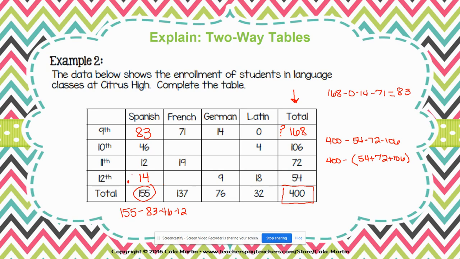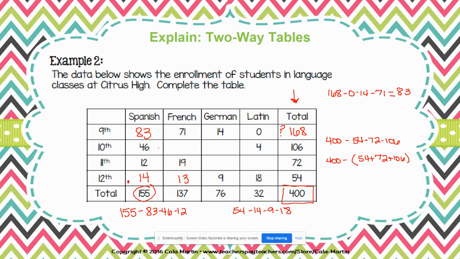Now that I know this, I'm going to look and see if that helped me out anywhere. And it does. I can figure out now what's left here. I know that there are 54 total 12th graders. And I can figure out what goes here by doing 54 minus 14 minus 9 minus 18. When I solve that, I get 13. So that means there are 13 12th graders taking French.